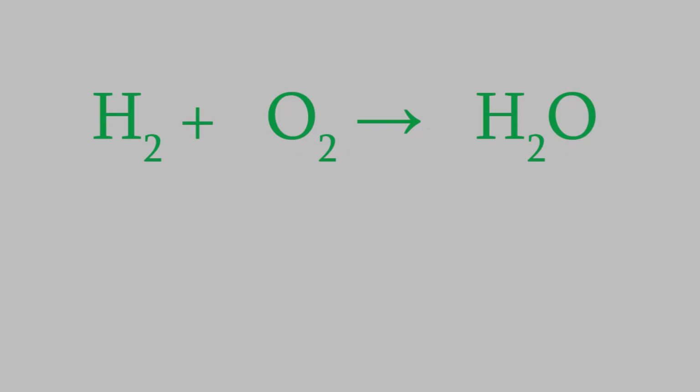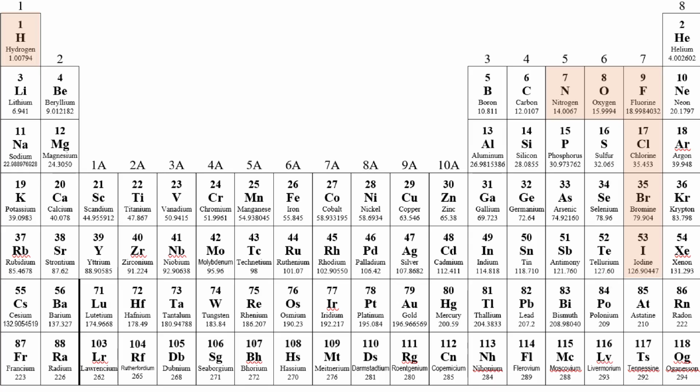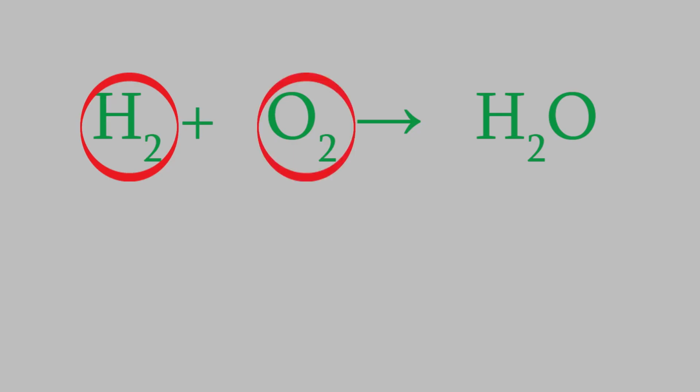You might remember that way back in the very first video, I told you that some elements pair up so that they exist as diatomic molecules instead of single atoms. If you forgot about that, you might want to go back and re-watch that video. Anyway, hydrogen and oxygen are two of those elements, so their formulas are H2 and O2, and the product is water, H2O.